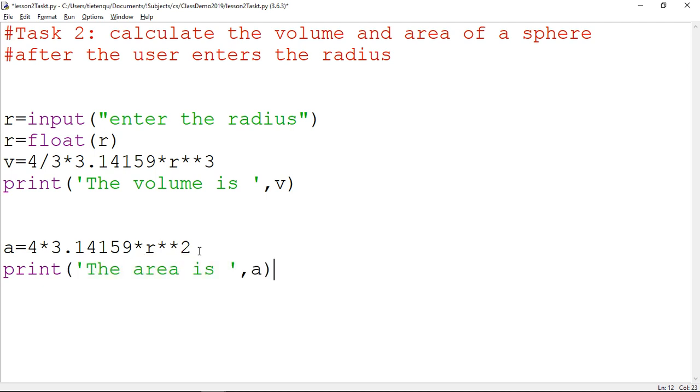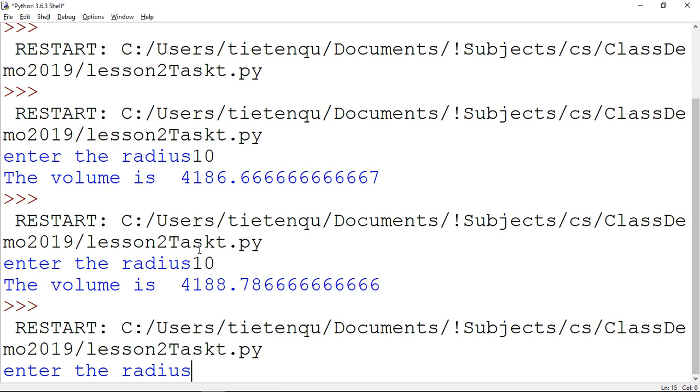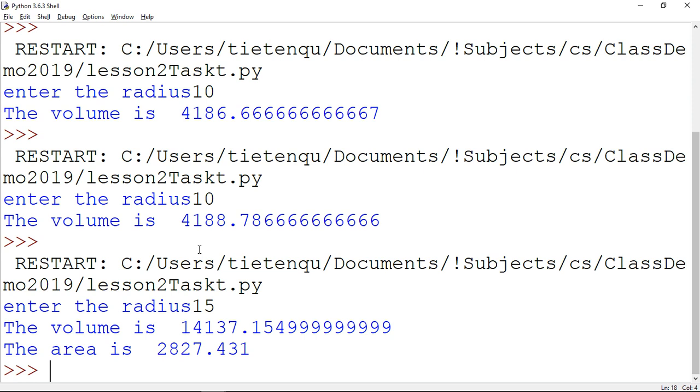Now let me run that, and then we'll round it, we'll clean it up, and we'll put in some comments, which is always good practice when you're programming. So enter the radius. Let's say the radius is 15, and it's telling us the volume is 14,000, and the surface area is 2,800.